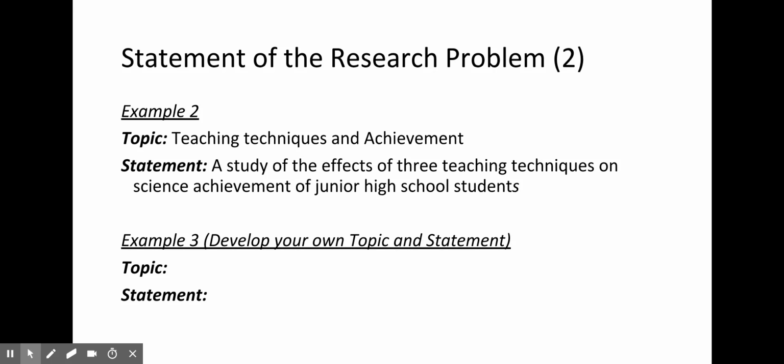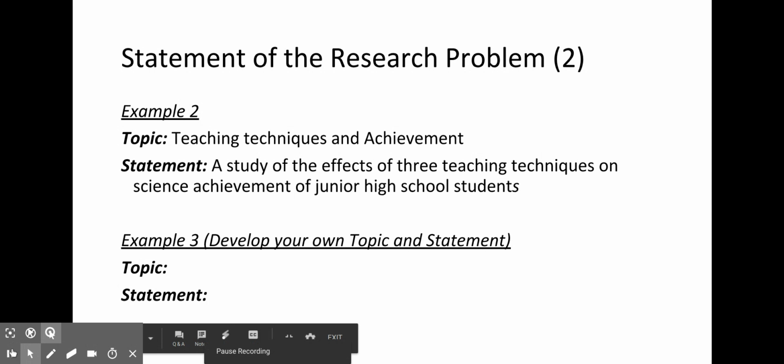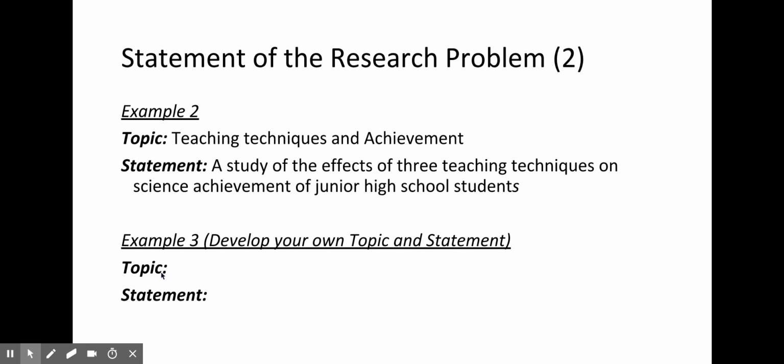And then you can think about your own topic and statement. Just write down, I will give you 1 minute to think about it, and to finish this topic and statement. Have that topic and statement ready. We will use that one as a next step.